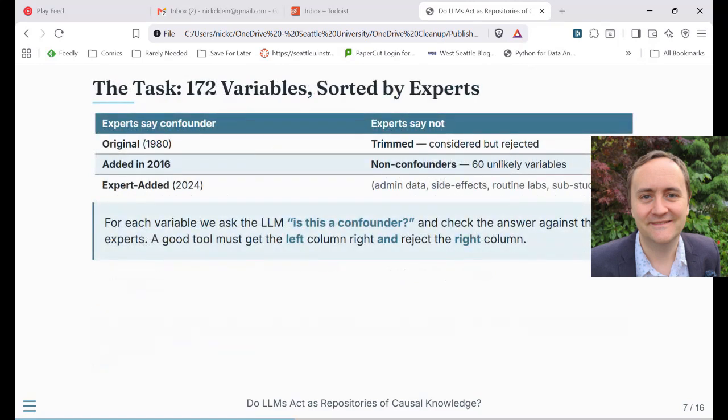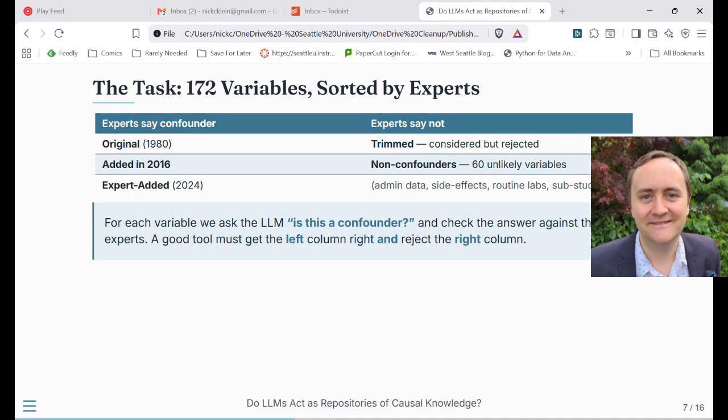So we have 172 potential variables that we want to sort into confounders and not confounders. And those variables get sorted into five different categories. The first three are ones that the experts say are confounders and should be controlled for, using the three different studies that looked at this problem, right? The original 1980 paper, the ones that were added as confounders in 2016 that really narrowed that confounding gap from 9.4 to 2.5%, and then further ones that were added in 2024.